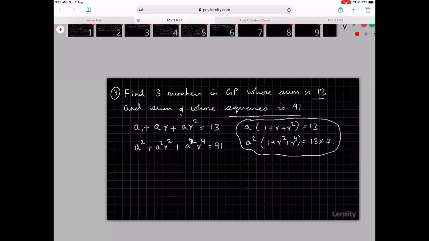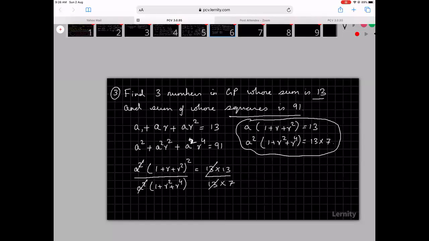I can try to work with it. So what I will do is I will square the first one. If I square the first one, I'll get (A square (1 plus R squared)) the whole square is equal to 13 into 13, and I'll divide it by A square (1 plus R square plus R power 4) is equal to 13 into 7. So these two get cancelled, these two get cancelled.